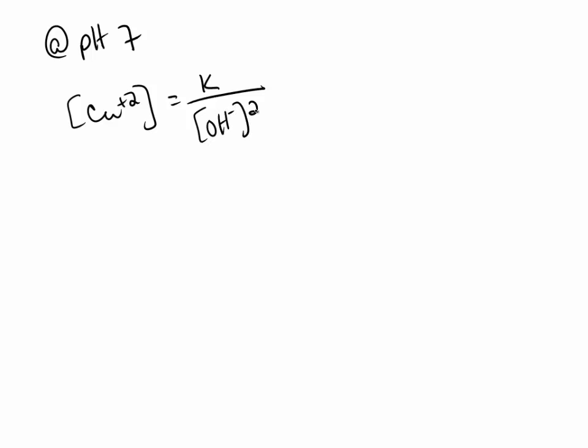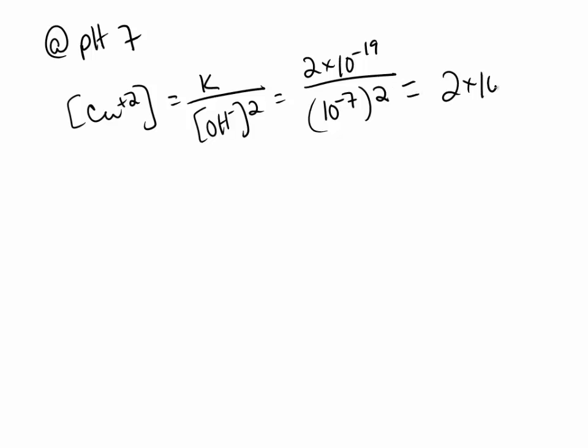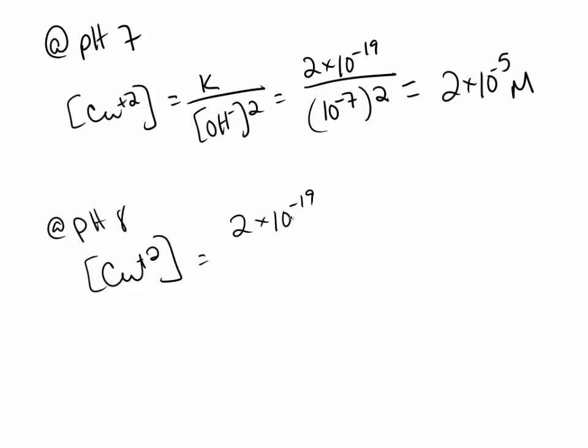So at pH 7, we see that the copper concentration is equal to K divided by the hydroxide ion concentration squared, which is equal to 2 times 10 to the negative 19 divided by 10 to the negative 7 squared. And that is equal to 2 times 10 to the negative 5 molar. At pH 8, we see that the copper concentration is equal to 2 times 10 to the negative 19 divided by 10 to the negative 6 squared, or 2 times 10 to the negative 7 molar. Now, understanding that copper is toxic to humans, you can see quickly that at a pH of 7, the copper concentration is much higher than at pH 8.